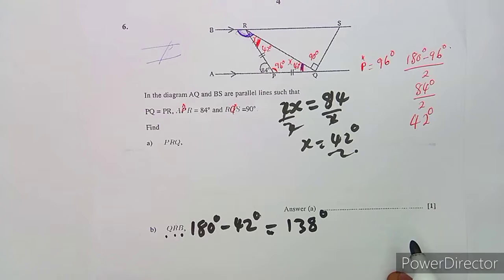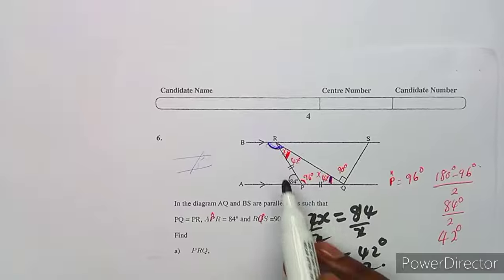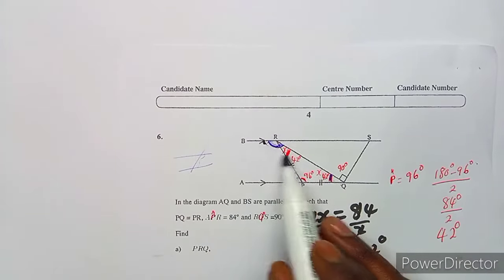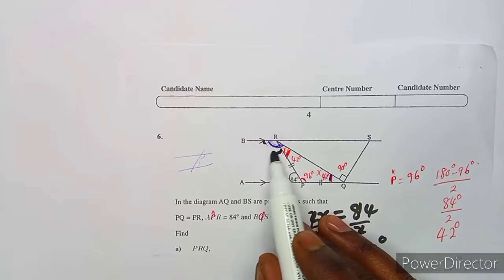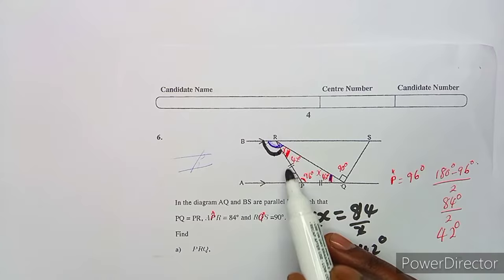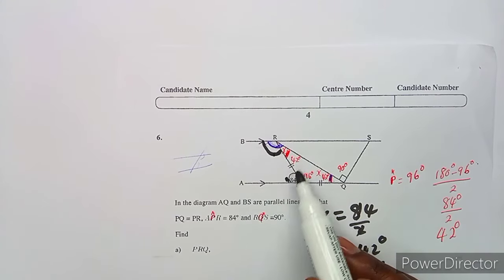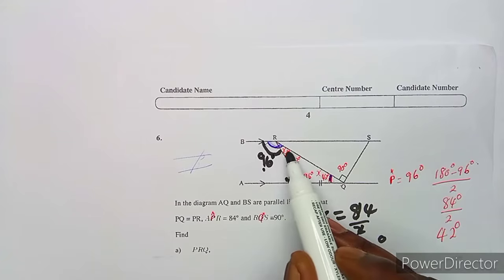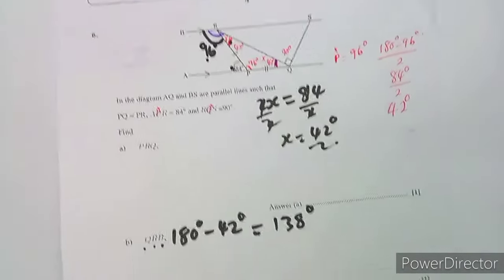We are having alternate angles which are given to us. There are so many ways you can use this concept to find this angle PRB, then you add it to 42. Still you apply the same thing. These are co-interior angles. So 180 minus 84 is 96 degrees. 96 plus 42, you must obtain the same answer.